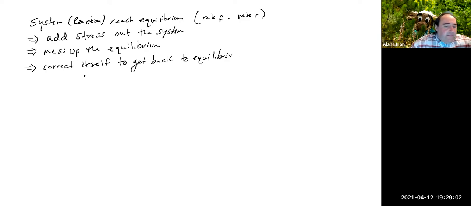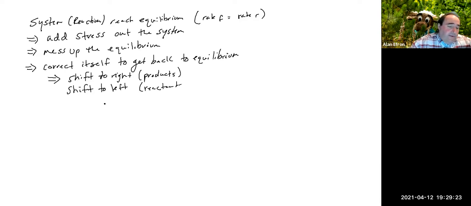And the way it's going to be able to do that is typically three things. It will either shift to the right, which means it will need to make more products. It will either shift to the left, which means it needs to make more reactants. Or the third thing, which I guess really doesn't do much, is it will actually cause no change to occur. It won't go either way.